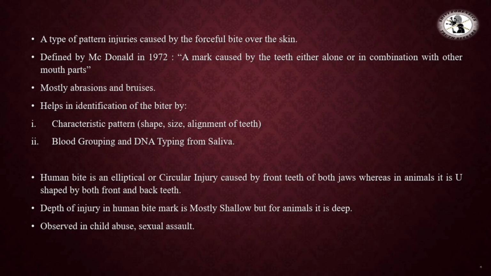of the biter. Then using blood grouping and DNA typing from saliva observed from the bite mark present in the skin. Then human bite mark and animal bite mark. They are usually different from each other. A human bite mark is an elliptical or circular injury which is caused only by the front teeth of both the jaws. Whereas in animals it is observed as U-shaped, caused by both front and back teeth. The depth of injury in a human bite mark is mostly shallow, whereas in animals it will be deep. Human bite marks are mostly observed in child abuse and sexual assaults.